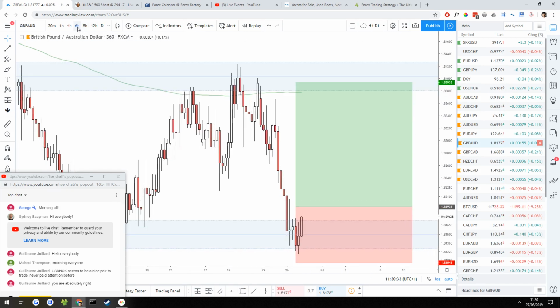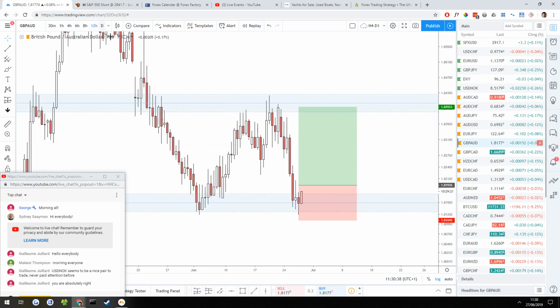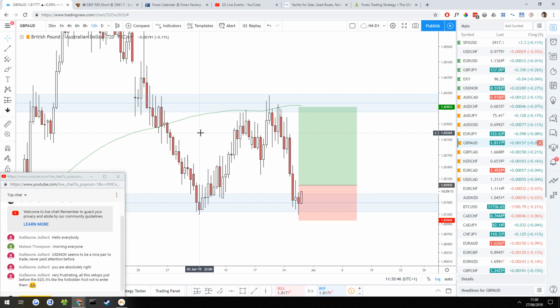GBPAUD, another one that's triggering right now, or getting close to triggering right now on the lower time frames. This one's happening on the 12-hour. So you could potentially enter there, or you could wait.